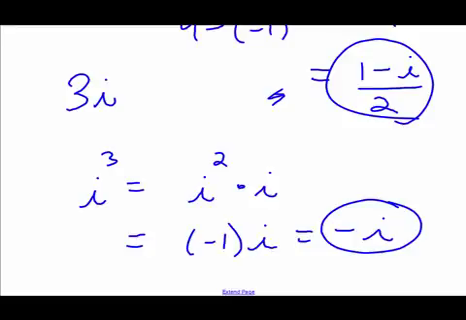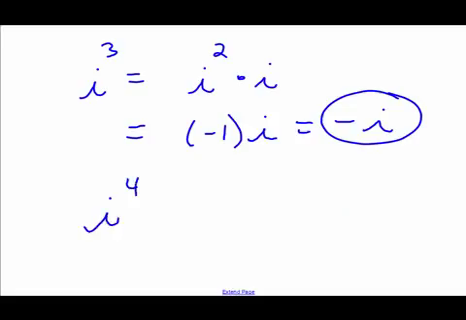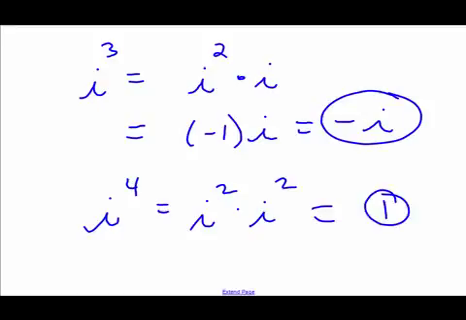How about i to the 4th power? 1. i to the 4th power, you could think of as being i squared times i squared. Each of those is negative 1. Negative 1 times negative 1 is positive 1.